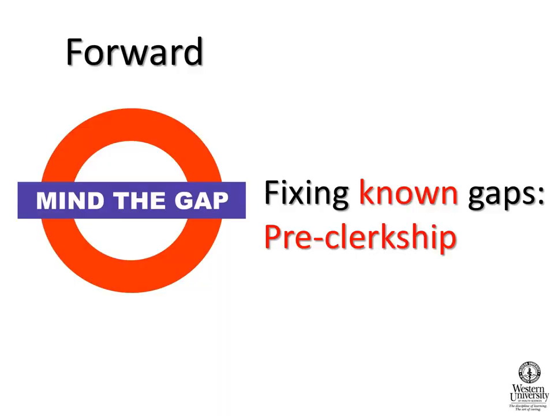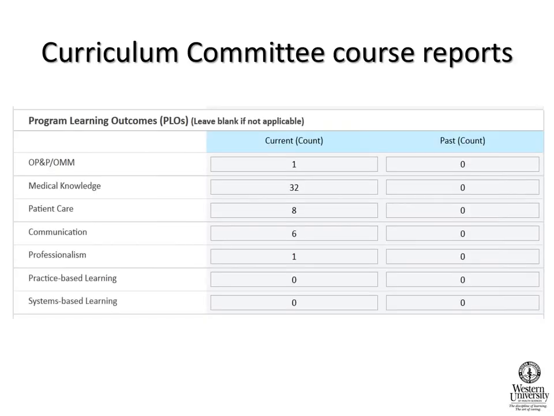So the first thing we want to do is fix those known gaps that we see in the pre-clerkship, or the first 2 years of medical education. The way we do that is we take the student performance and the assessment data, along with the data from the curriculum map and the counting, and we give it to our curriculum committee. There, a committee along with the course director is able to look at the distribution and see if it makes sense, and make improvements if it doesn't, or improvements either way.